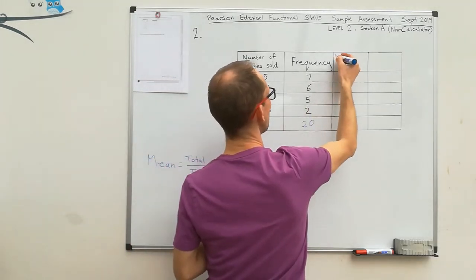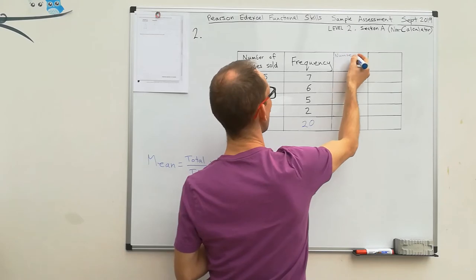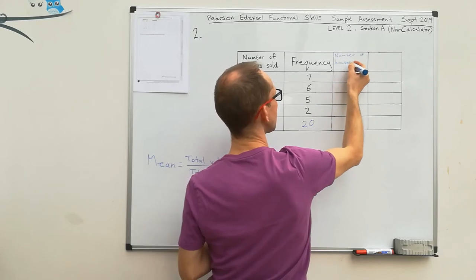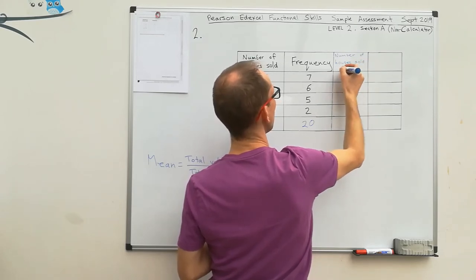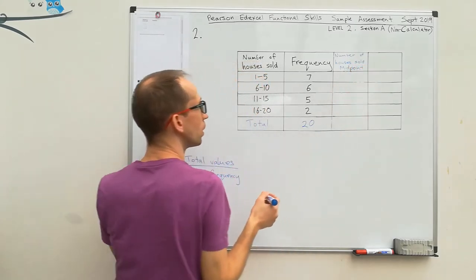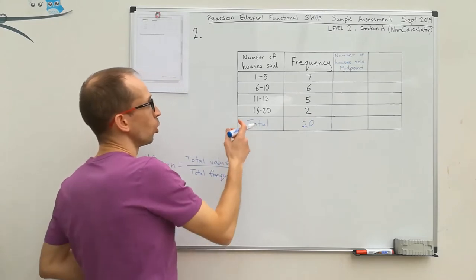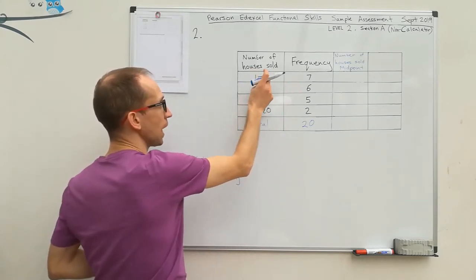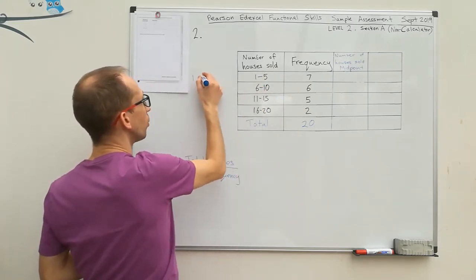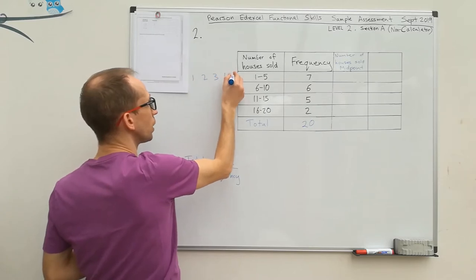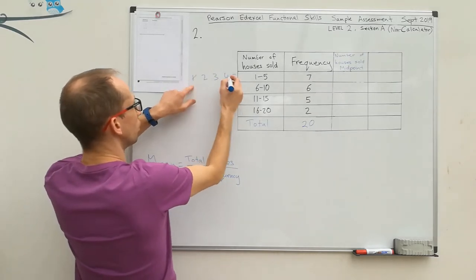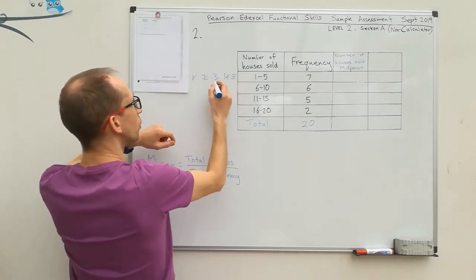So this is still going to be number of houses sold, but it's going to be the midpoint. Okay. One way of working out the midpoint is to add the numbers together and divide by 2, or you can do it a more visual way. Write out all of the possible numbers and then say, well, which one's in the middle? Well, if we eliminate the 1 and the 5, 2 and the 4, we're left with the 3.